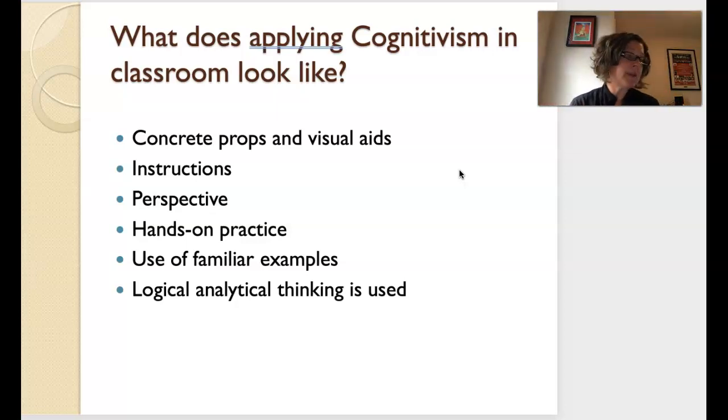And logic problems that require logical analytical thinking are used. So sort of starting to get those kids using the language in a really analytical manner. There we go. It's a tough word right now.